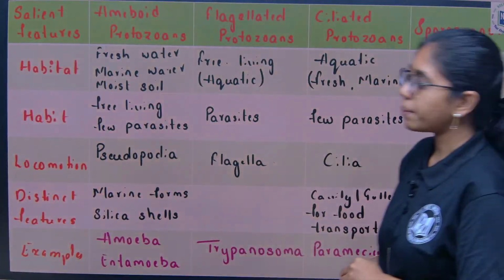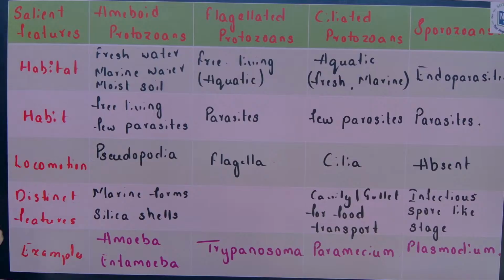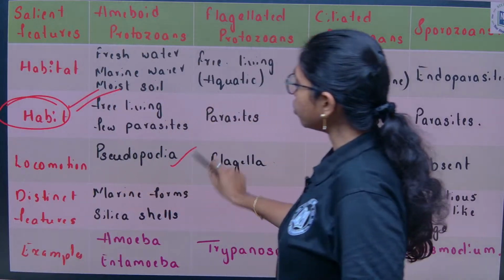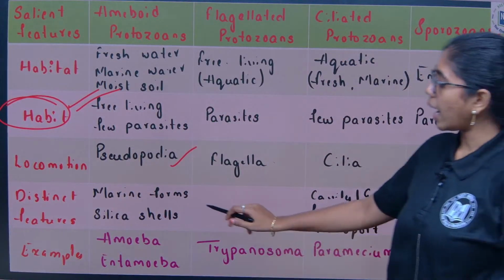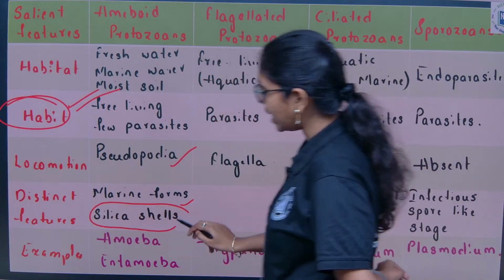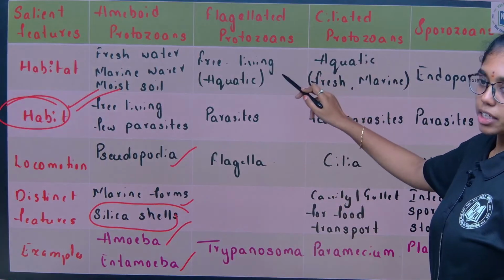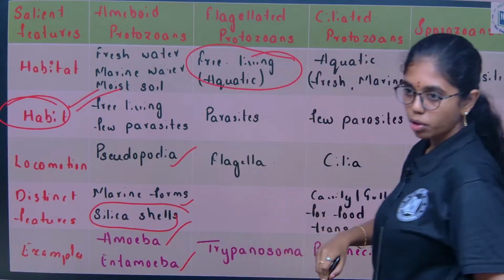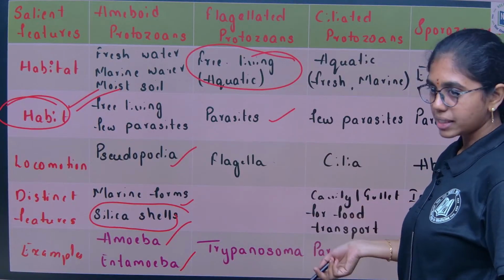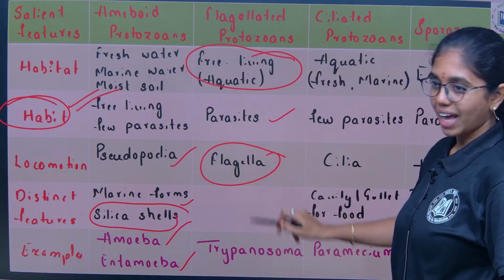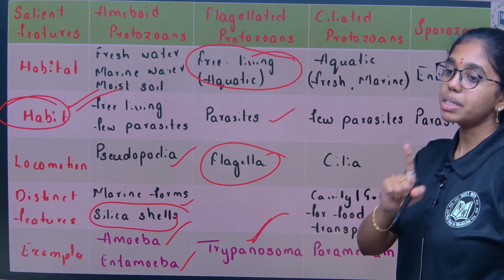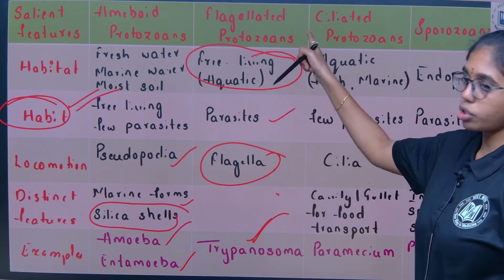First, amoeboid protozoans. The habitat is fresh water, marine water and moist soil. The habit is free living, and a few will act as parasites, and locomotion is through pseudopodia. Distinct features: they are marine forms, and they have silica shells. Examples include amoeba and entamoeba. Next is flagellated protozoans. They are free living aquatic protozoans, and some act as parasites. Locomotion is through flagella. Example is trypanosoma. Examples are very important, and the distinct features of each class are important.